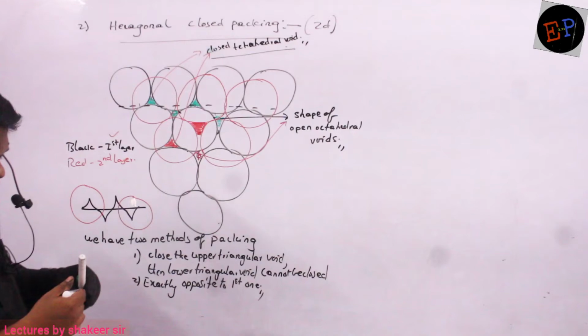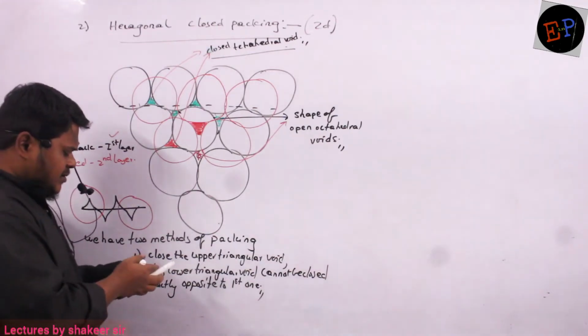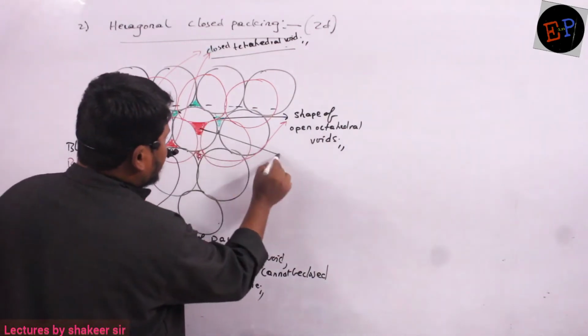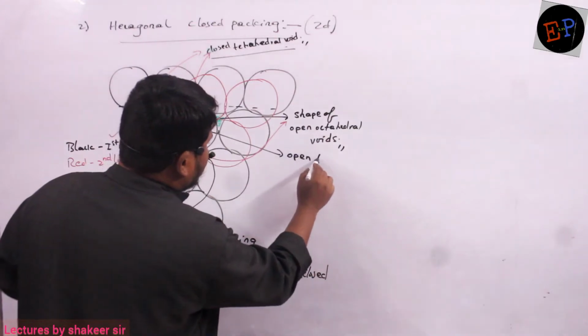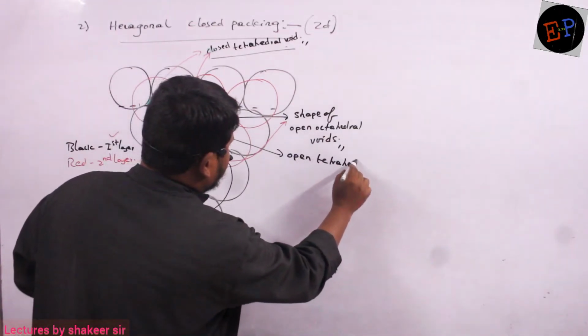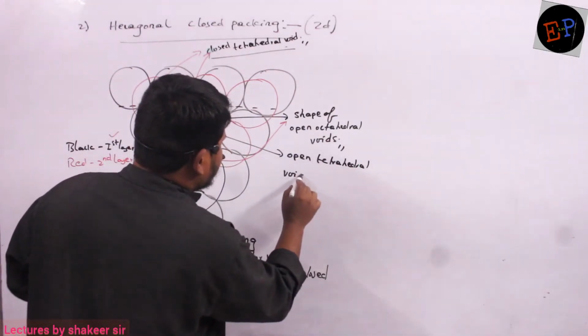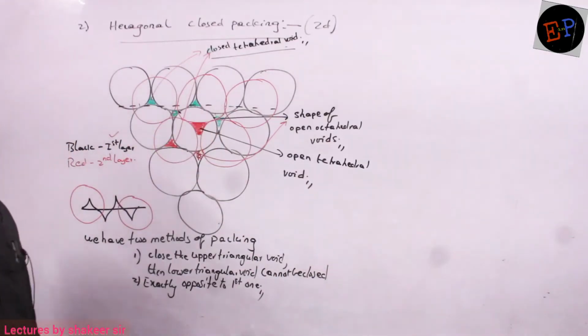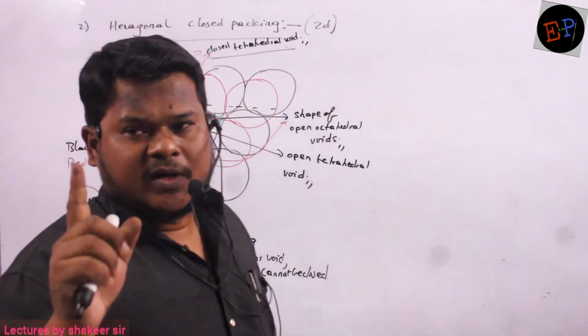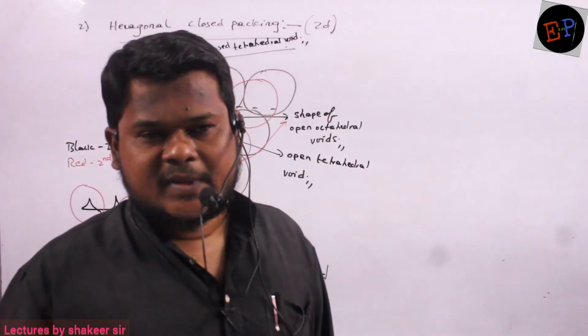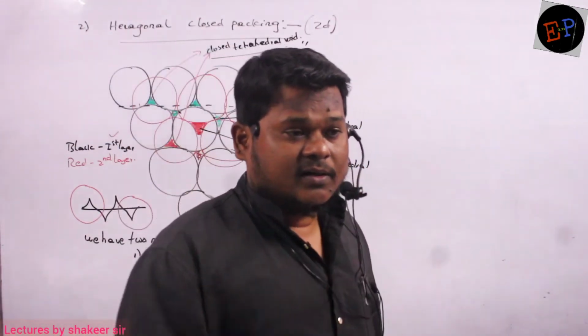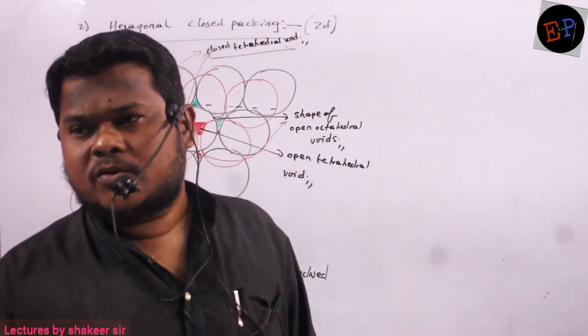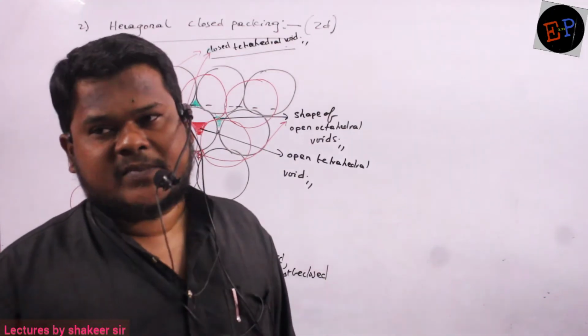And the shape of that void is called an open tetrahedral void. Are you able to understand what is happening? So we are discussing 3 voids here. One void is a closed tetrahedral void, another is an open tetrahedral void, and the third is an open octahedral void. Are you able to understand?